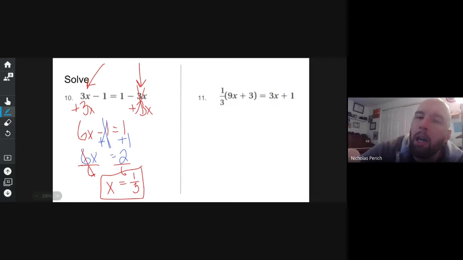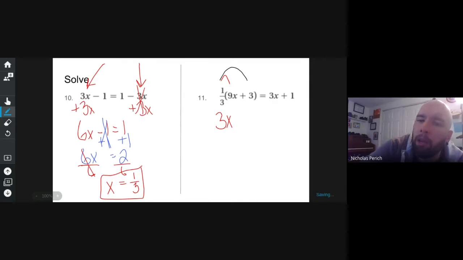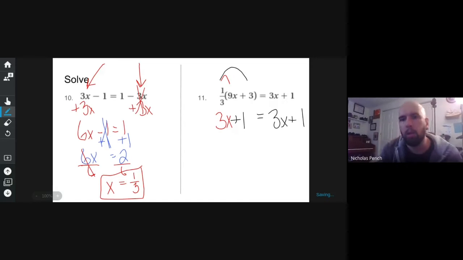Distributive property. I'm going to take 1/3. Remember, when you take 1/3, you divide by 3. So I'm going to take 1/3 of 9, which is 3x. And I'm going to take 1/3 of 3, which means 3 divided by 3, which is 1. And my left side becomes 3x plus 1. Look what I have on the right. 3x plus 1. Now, am I going to get tricked here? 3x plus 1 equals 3x plus 1.